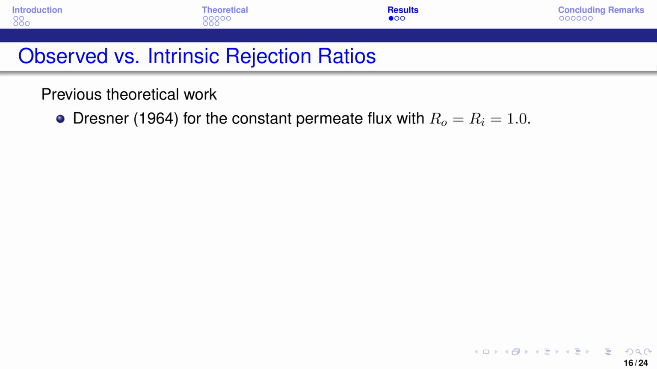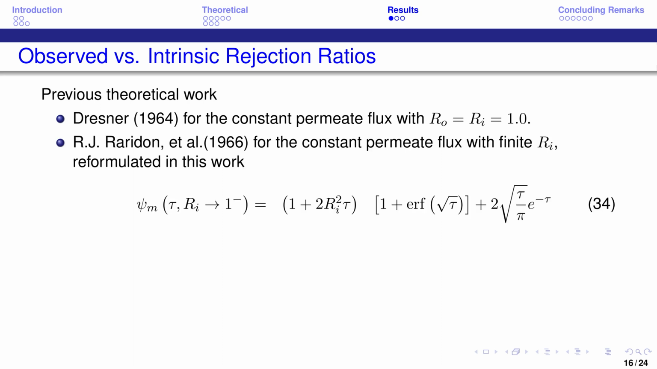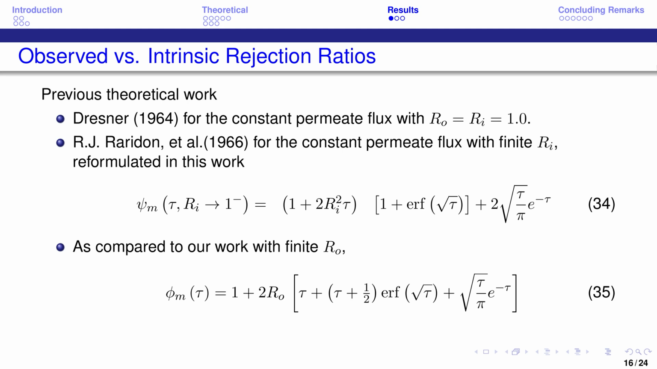Dresner developed an analytic solution for interfacial concentration with the perfect intrinsic rejection case. Raridan et al. extended Dresner's work and developed the dimensionless interfacial concentration with respect to time, having the intrinsic rejection ratio as a parameter. On the other hand, our development is for an arbitrary observed rejection ratio because the intrinsic rejection ratio is tough to measure.